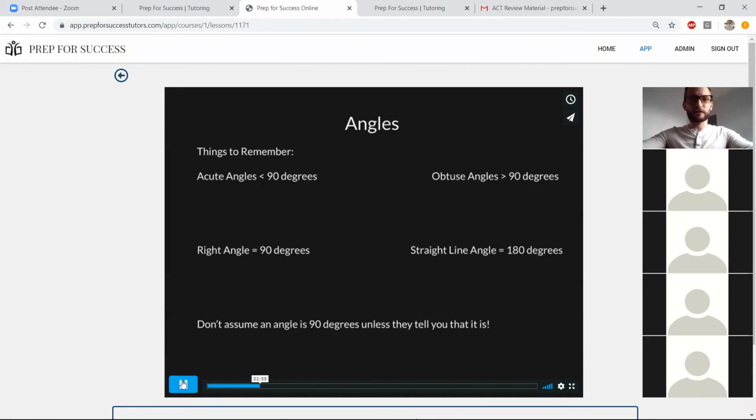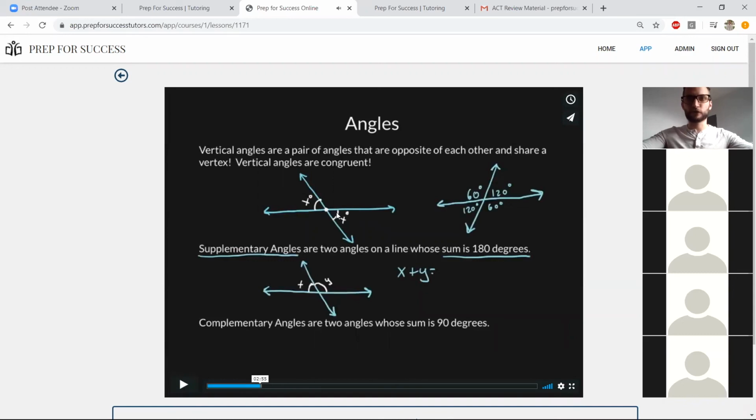And then on top of that, there are a few other things, like vertical angles and supplementary angles. Right here, you've got 2 vertical angles. Vertical angles are equal. Supplementary angles add up to 180. Complementary angles add up to 90. Just a couple of basic concepts you should know when it comes to angles. So definitely go through this.